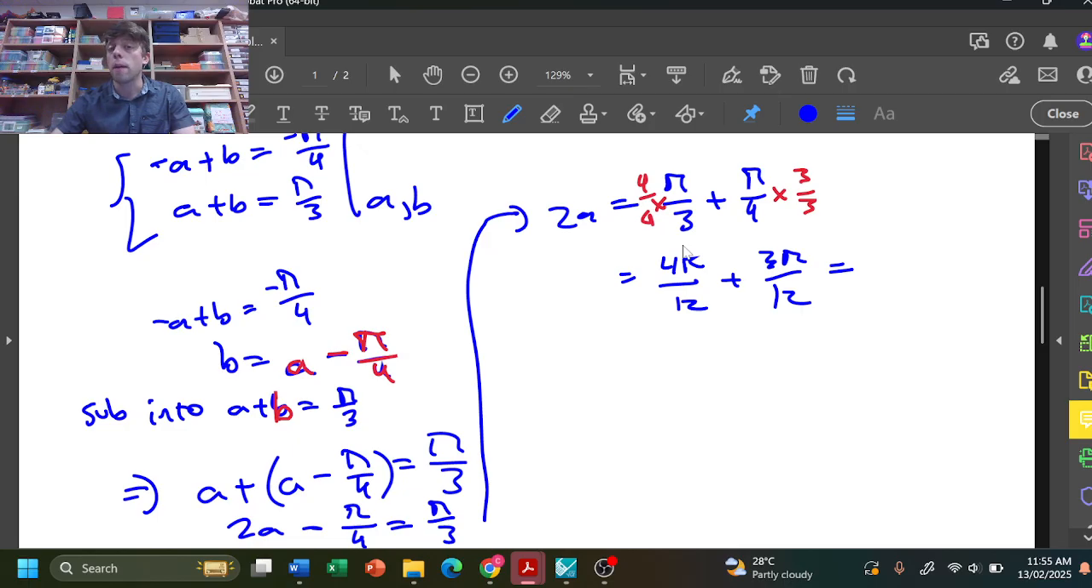So if we've got fraction addition, we just add the two numerators and keep the denominators the same. We get 7 pi over 12 is equal to 2a. And therefore, if we just divide both sides by 2 to get rid of the 2 over here, we find that a is equal to 7 pi over 24.